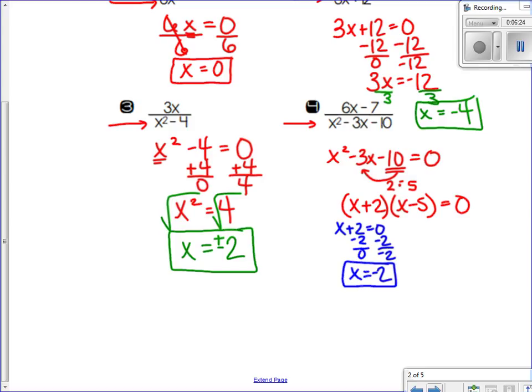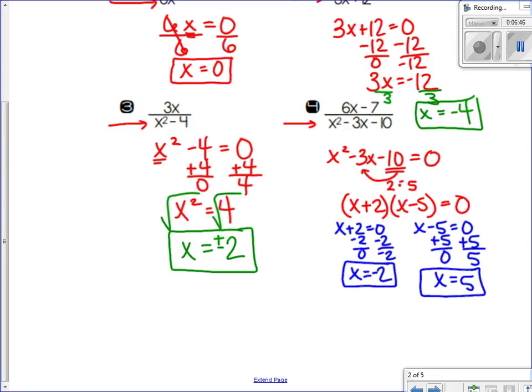All right, now I got to scoot over and deal with my x minus 5. X minus 5 equals 0. Add 5 to both sides. Add 5 to the right. 0 plus 5 is 5, so x equals 5. There's my other. So I got negative 2 and positive 5.